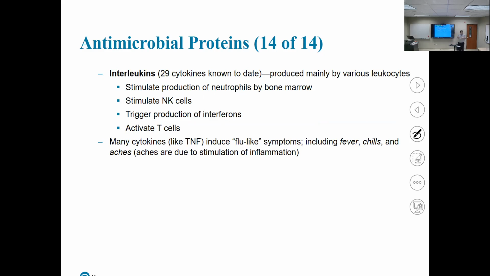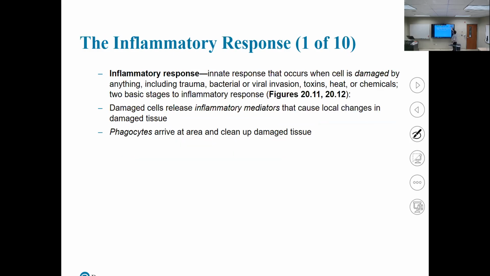So the helper T cell is real big. Remember, he's got to call everybody in, and they do it by making chemicals called interleukins and cytokines. Interleukin is a cytokine. It's a type of cytokine. Some new words for you.